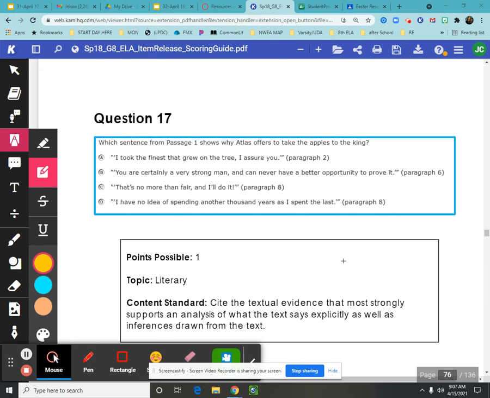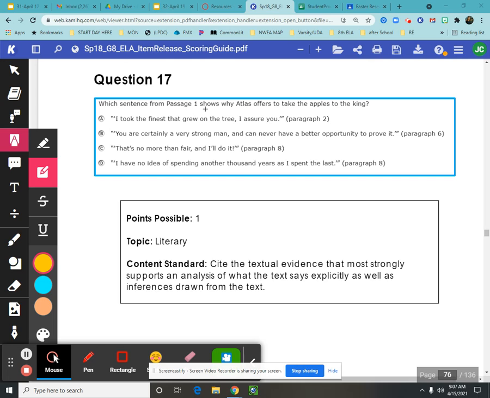Question 17. Which sentence from passage 1 shows why Atlas offers to take the apples to the king? So this is just recalling information, textual evidence supporting that. And you got to look in passage 1. A, I took the finest that grew on the tree, I assure you. B, you are certainly a very strong man. You can never have a better opportunity to prove it. C, that's no more than fair and I'll do it. D, I have no idea of spending another 1,000 years as I spent the last.